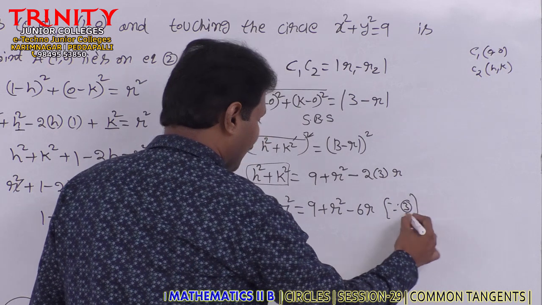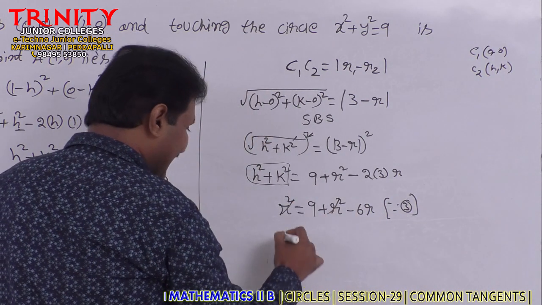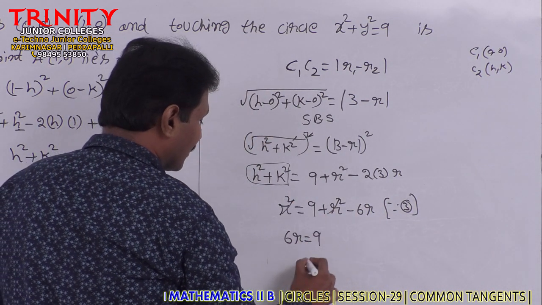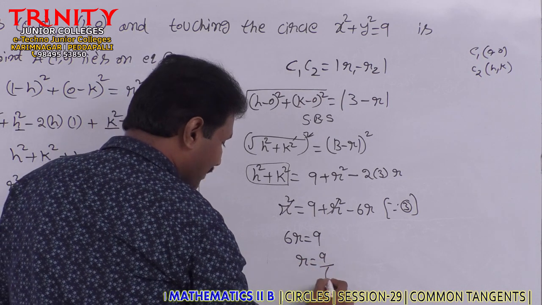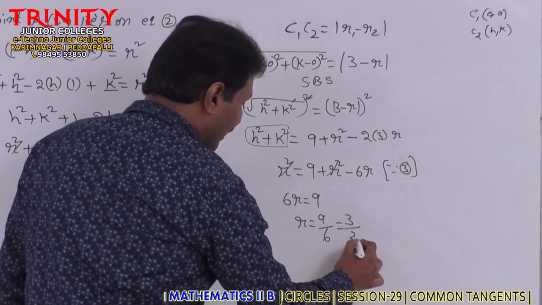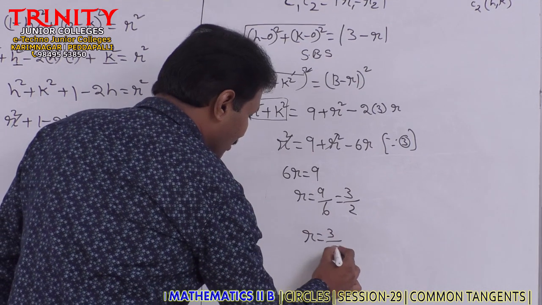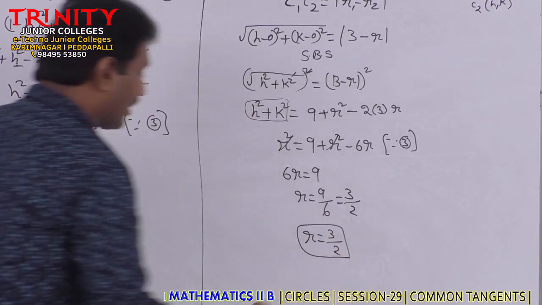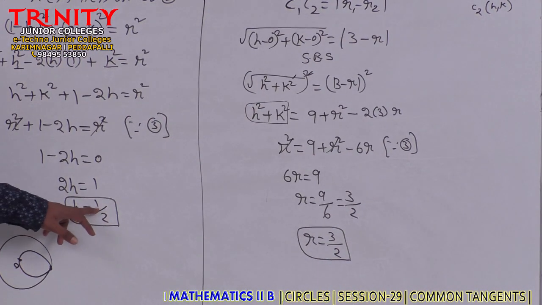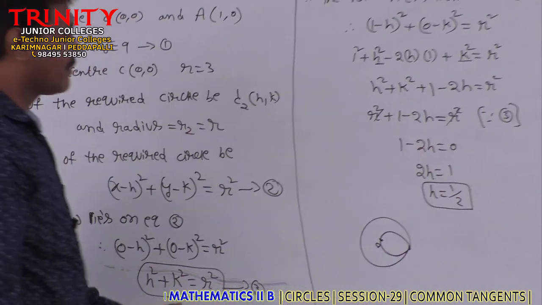Since equation 3, cancel. 6R equal to 9. R equal to 9 by 6, that equal to 3 by 2. Therefore, R value equal to 3 by 2. Already we know that the h value is 1 by 2. Remaining, we find the value of k with the help of equation 3.